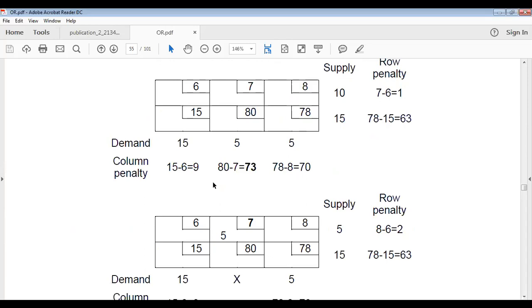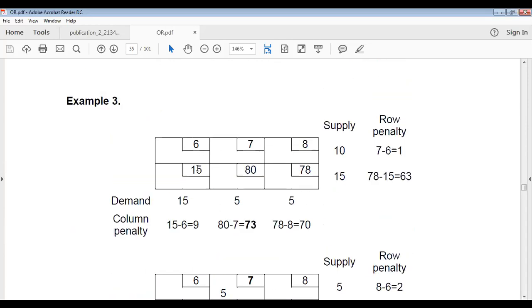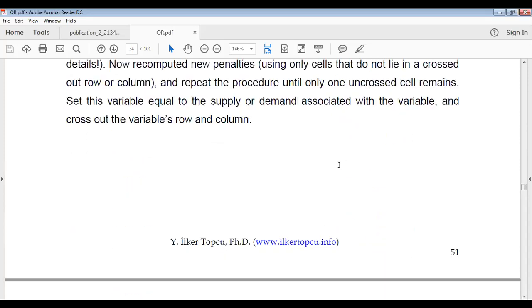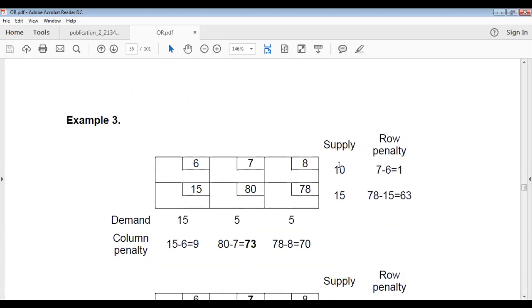Vogel's approximation method. So this is 6, 7, 8, 15, 20, and 10, 15, 15, 5, 20. So 10, 5. 15 plus 10, 25. It is balancing. 6, 7, 8, 15, 20. All these things are balanced.